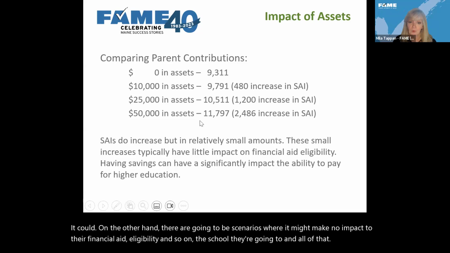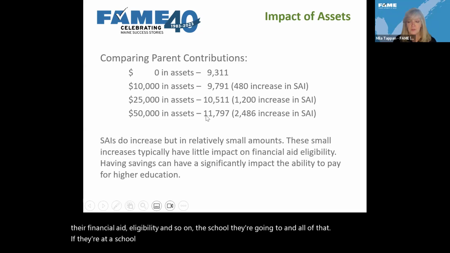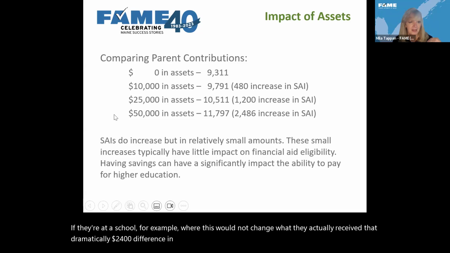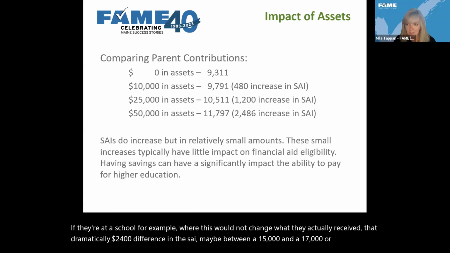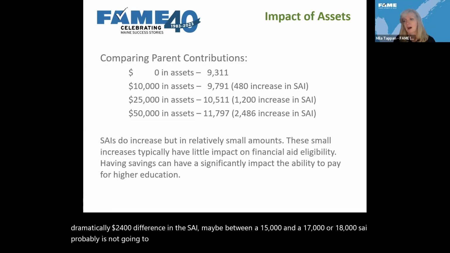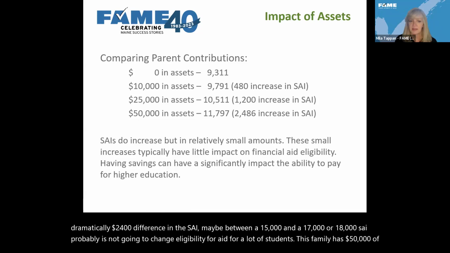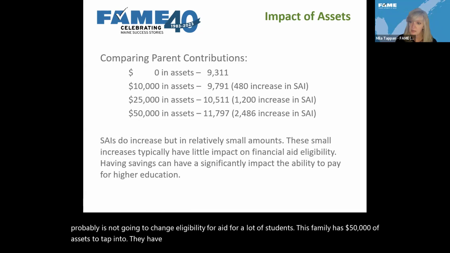If they're out of state, for example, where this would not change what they actually received that dramatically, a $2,400 difference in the SAI, maybe between a 15,000 and a 17,000 or 18,000 SAI, probably is not going to change eligibility for aid for a lot of students. But this family has $50,000 of assets to tap into. They have so many more options available to them.